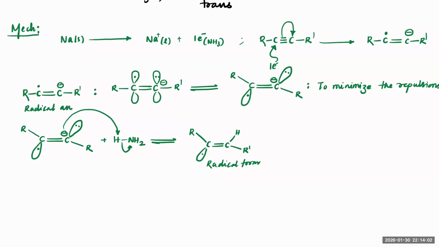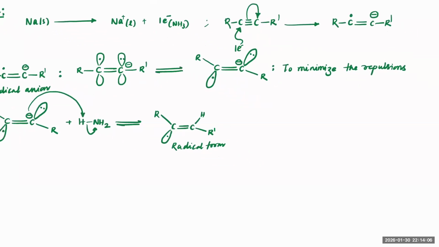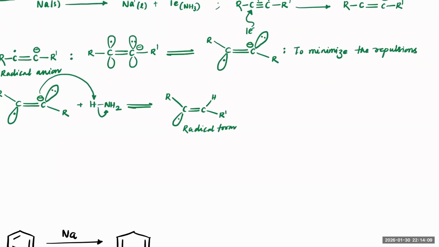Now, once you get a radical form, again a single electron coming from sodium can go and attack this carbon. As it attacks, it will become R, C, this time with a lone pair and minus charge, and a double bond to CH and R'. This is what you will get.